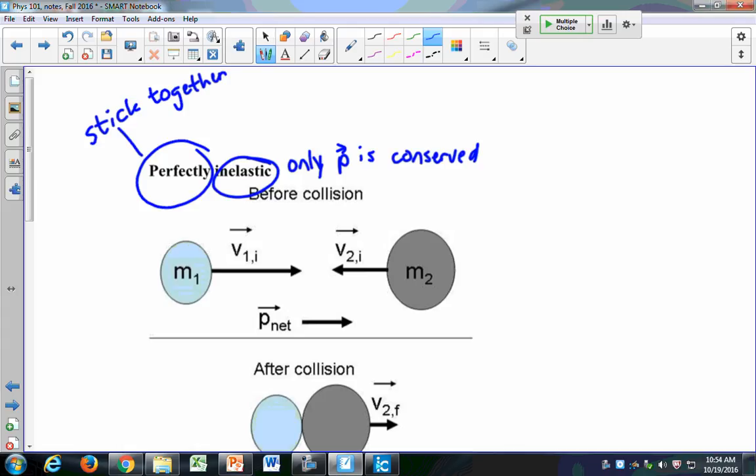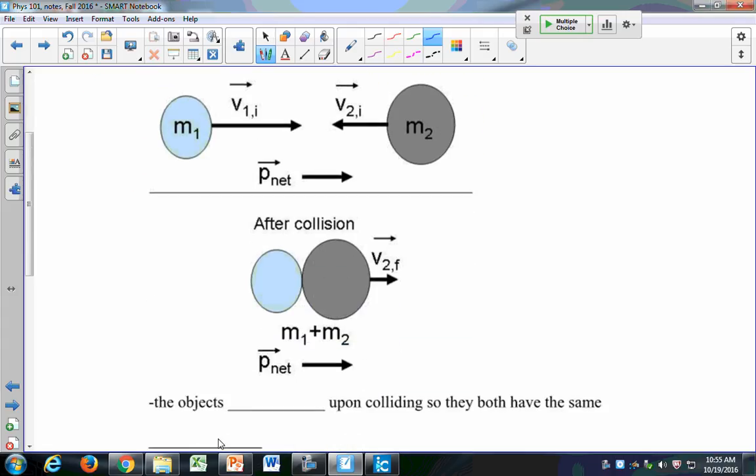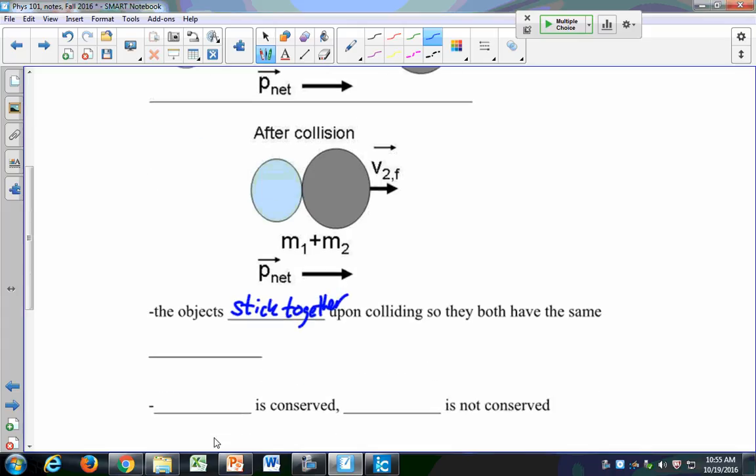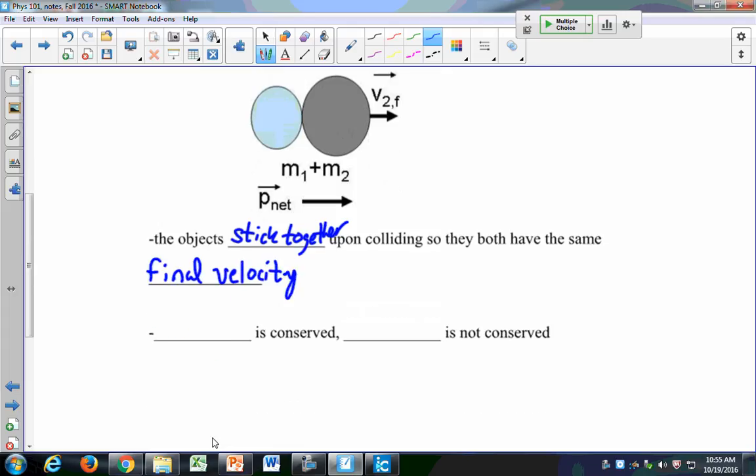You work it in exactly the same way as we've been working these other conservation of momentum problems. The only difference is that it's a little bit easier, because at the end, your two objects stick together, and so they both have the same final velocity. And here, as I said, momentum is conserved. Energy is not conserved.